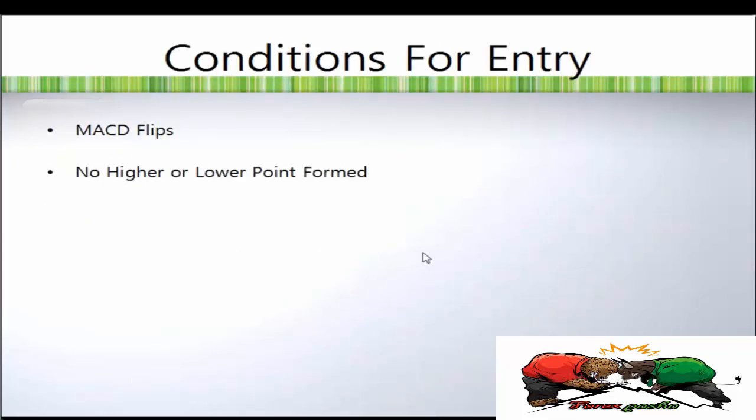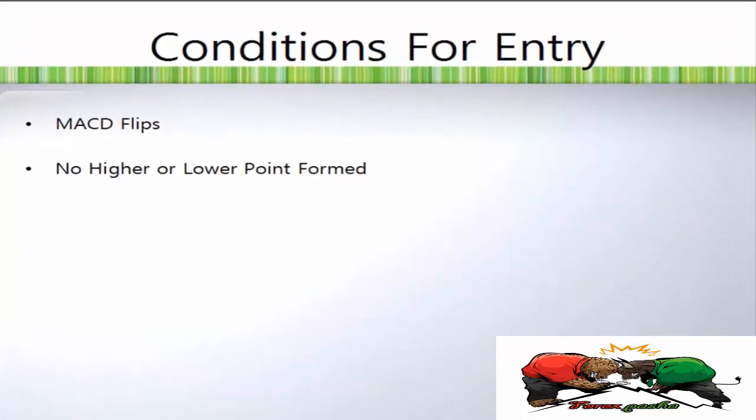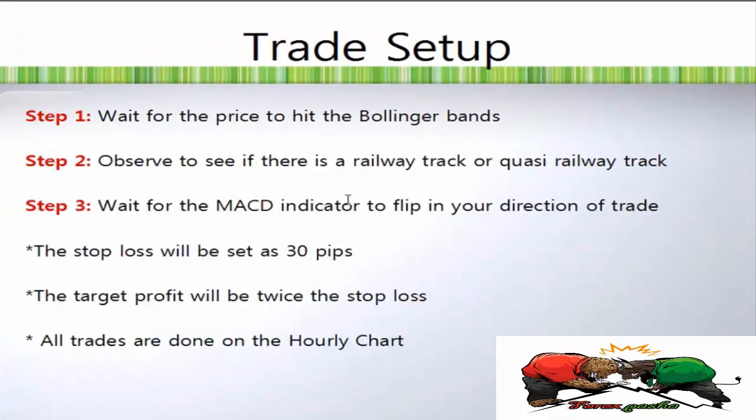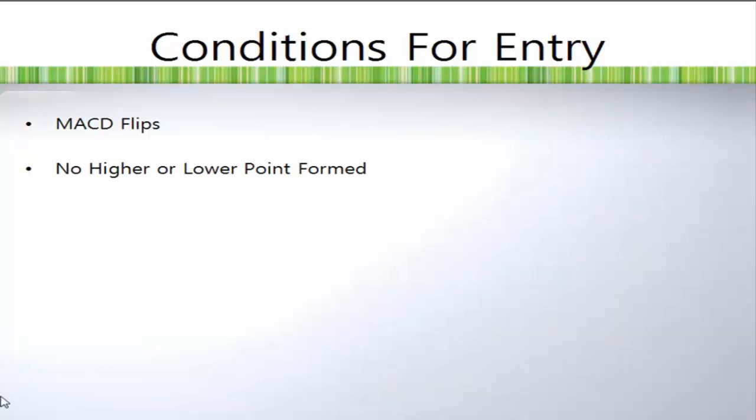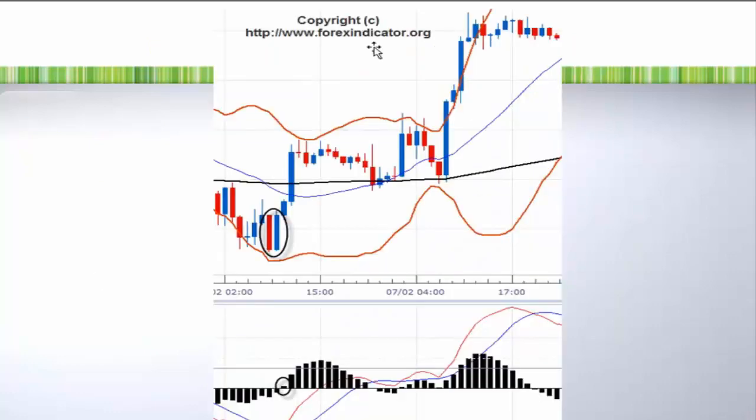So basically, these are two conditions that you have to take note. First is the MACD flip, which is what I've talked about previously in the trade setup in the previous slide. You must wait for the MACD indicator to flip in the direction of trade. Number two, there should not be a higher or lower point formed. I'm going to show you an example of what I mean by that. There's no higher or lower point formed. So first of all, let's go through a trading example, which is this one.